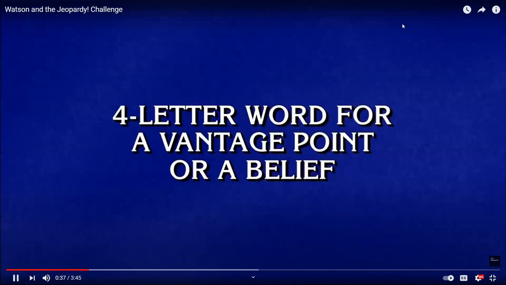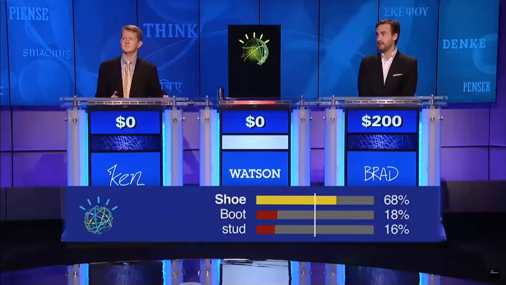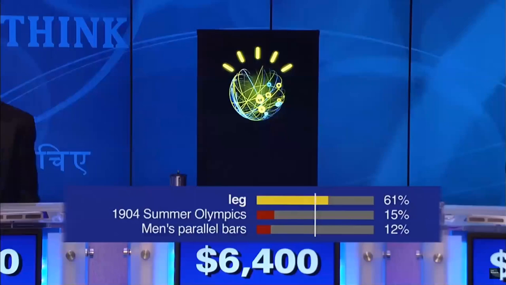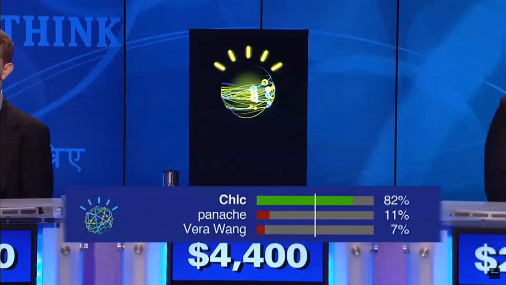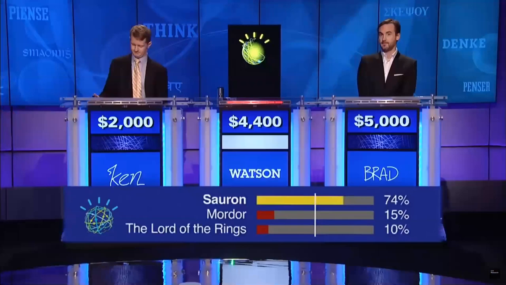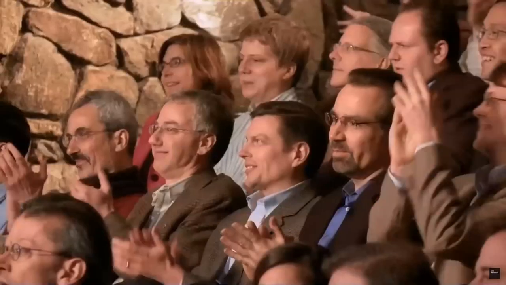Vantage point. A belief. Brad. What is a view? Yes. After the first clue of the game, which Brad won, I had just this horrible feeling at that moment that he was as good as everyone said he was, and he was just going to run the whole board on us. Watson. What is shoe? You are right. We actually took the lead. We were ahead of them, but then we started getting some questions wrong. Watson. What is leg? No, I'm sorry. I can't accept that. What is 1920s? No. What is cheek? No, sorry. Brad. What is class? Class, you got it. Watson? What is Sauron? Sauron is right, and that puts you into a tie for the lead with Brad.